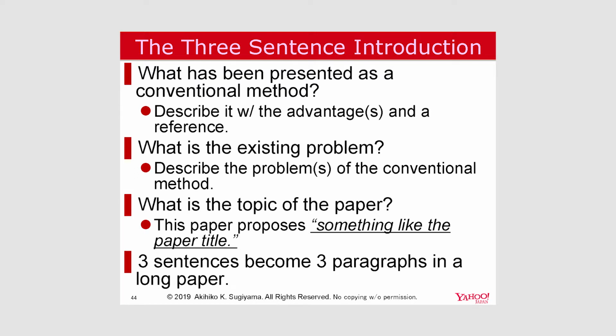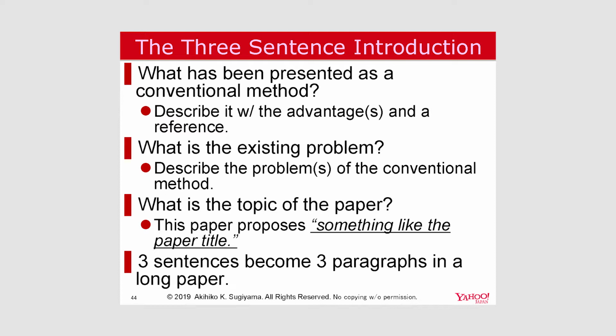If you had the chance to write a very short paper, let's assume you have 3 to 4 sentences for the introduction. In that case, what should the first sentence of the introduction be? Okay, so you should describe what has been presented as a conventional method. So in the first sentence, you will mention what is the conventional method, what is the state of the art, or the most relevant research to your research. Okay, so that's the first sentence. Describe it with the advantages and the reference. Okay, don't forget to put the advantage of this method.